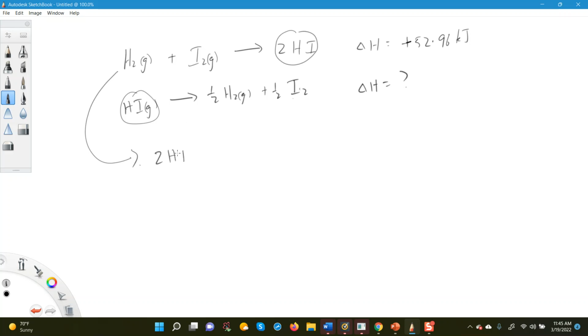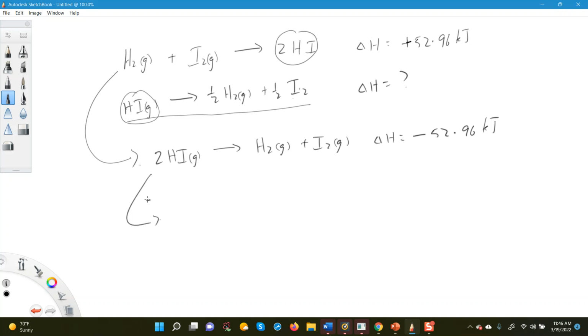So 2HI gas to give H2 gas plus I2 gas will give delta H equals minus 52.96 kilojoules. All right? And then you'll notice when you compare this equation to this equation, all the coefficients are reduced by half. So what does that mean? That means that if we divide right through by 2, this value here, delta H, would have to be divided by 2 as well, right?